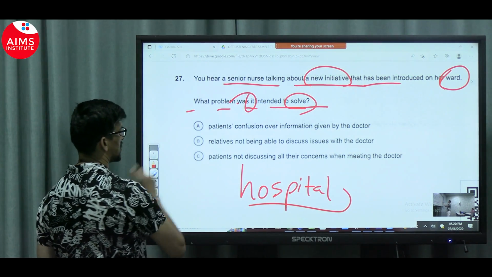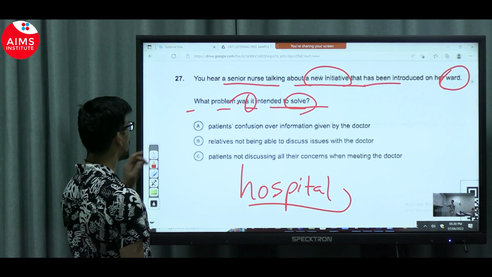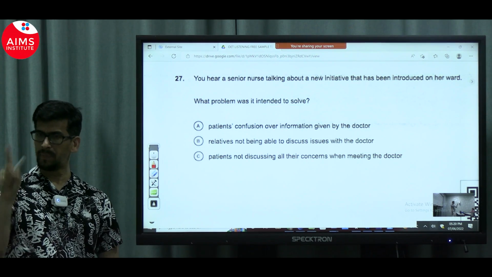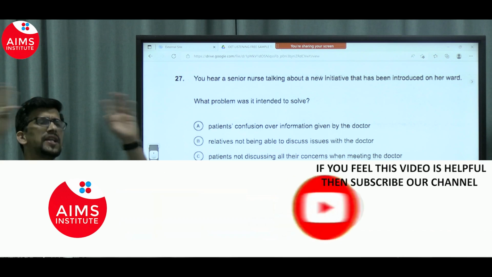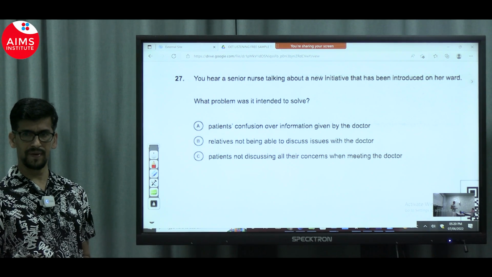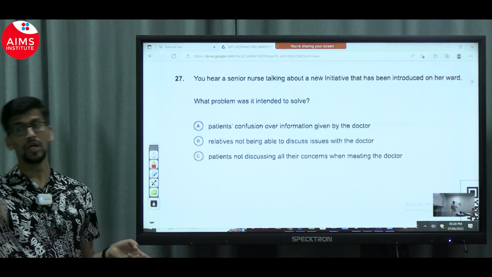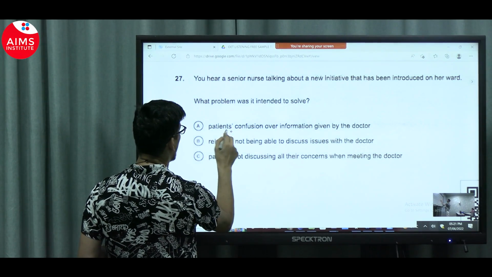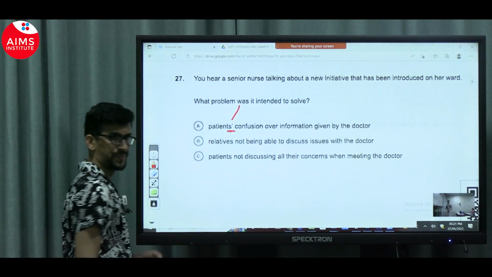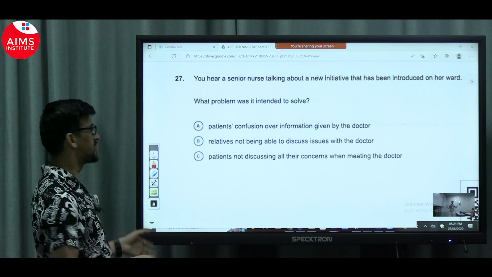Okay, let's see what they are talking about. Patient's confusion over information given by the doctor. They are not talking about any one particular patient. They put the apostrophe after the s. So that means patients in general. Any patients coming to the hospital. So patients in general. It's not about yesterday's patient or the patient who is coming tomorrow. See, after the s, the apostrophe is put. That means not one patient, all the patients.